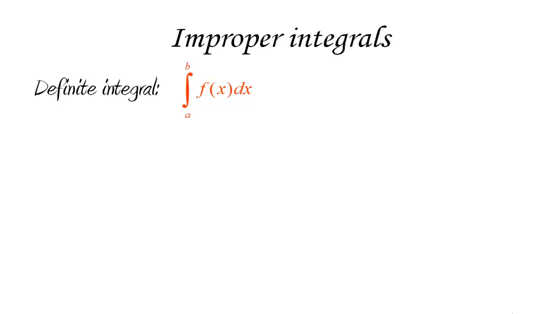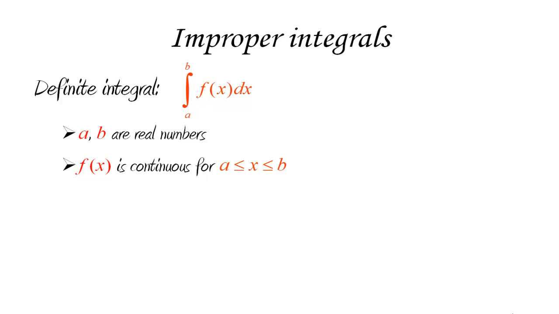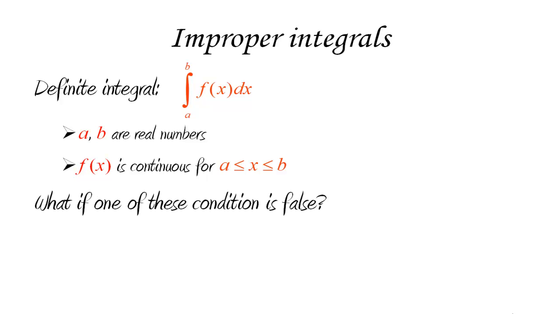Okay? In fact, just about the only things that we have required in order to be able to compute this integral are, first of all, the two limits should actually be real numbers. So a has to be a number, b has to be a number, and the other thing is that f of x has to be a continuous function. Okay? Well, what happens if in fact one of these conditions is false? So either a or b are not numbers, or the function is not continuous.